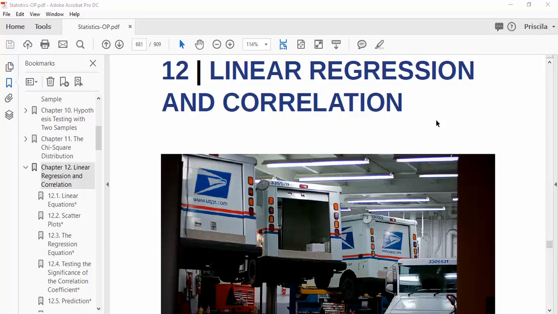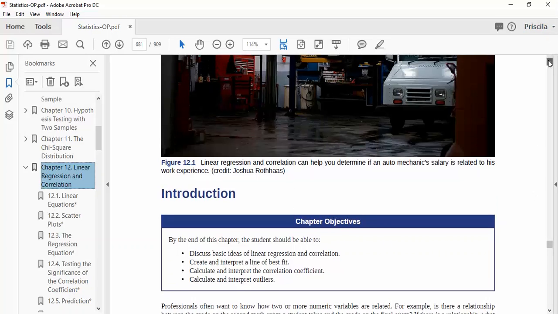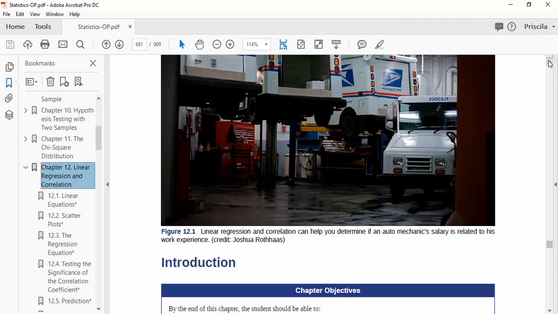Hello, class. I'm here to talk about chapter 12 that we are covering this week, linear regression and correlation. Pretty much, a linear regression can help you determine if, in this picture example, an auto mechanic's salary is related to his work experience. So we're going to see if there's a correlation between these two.